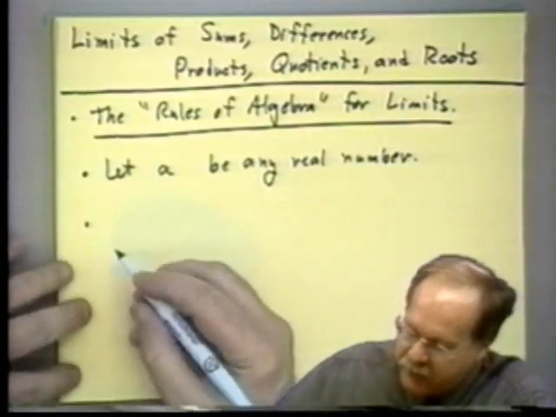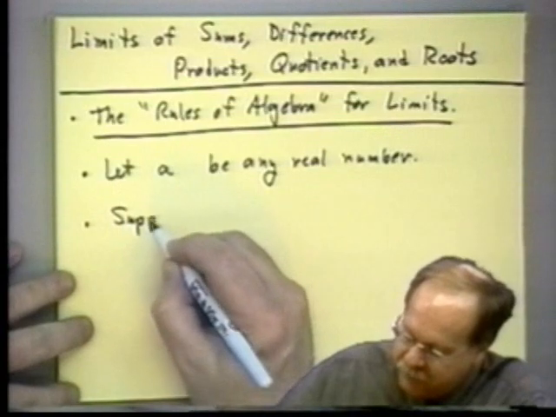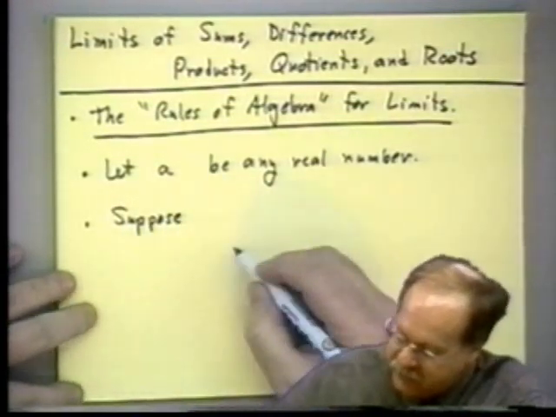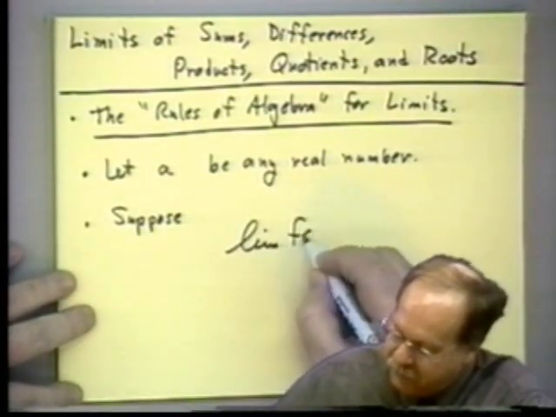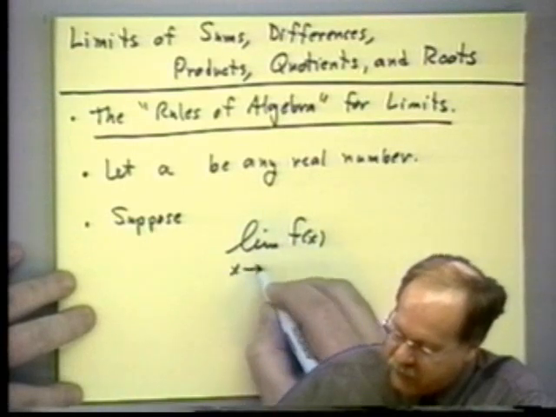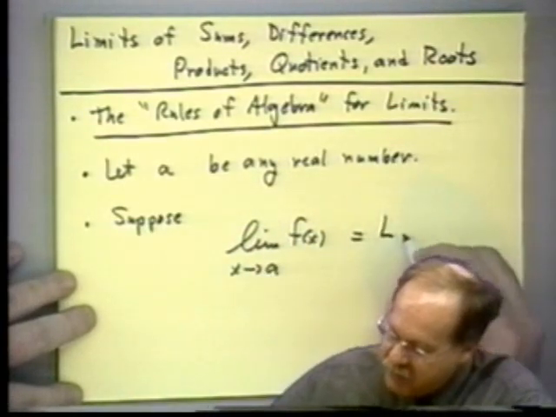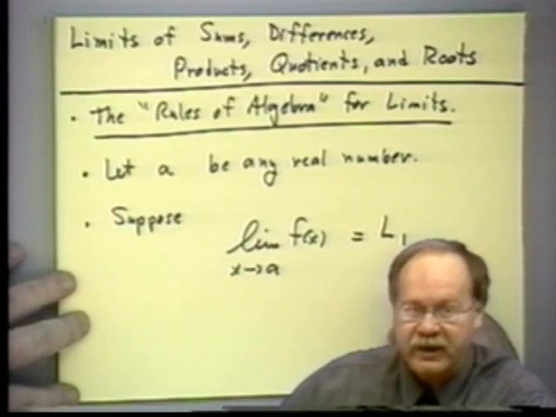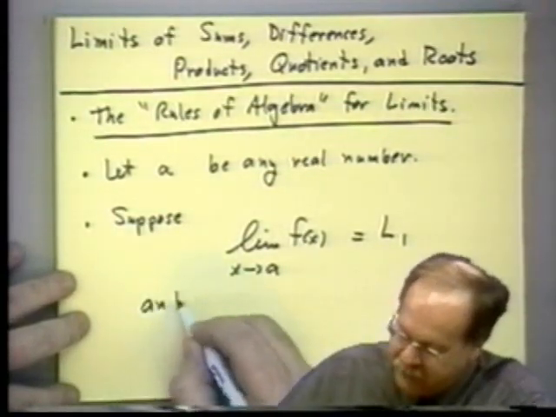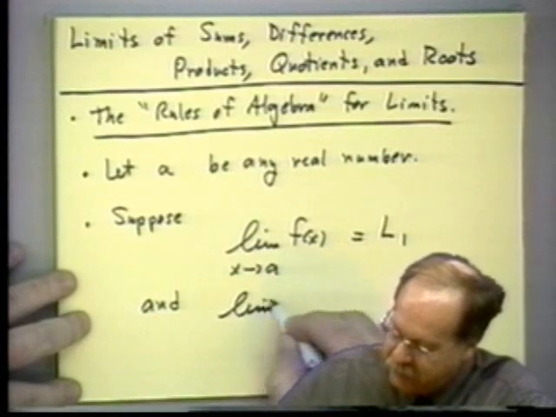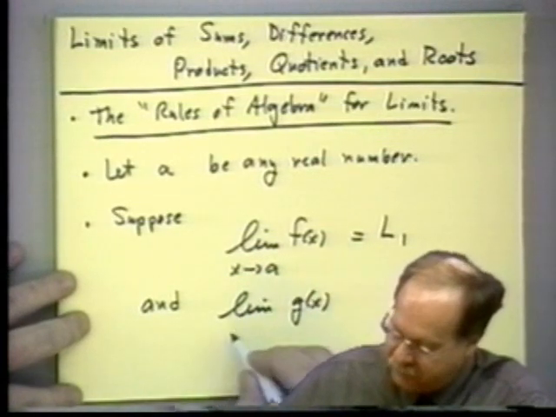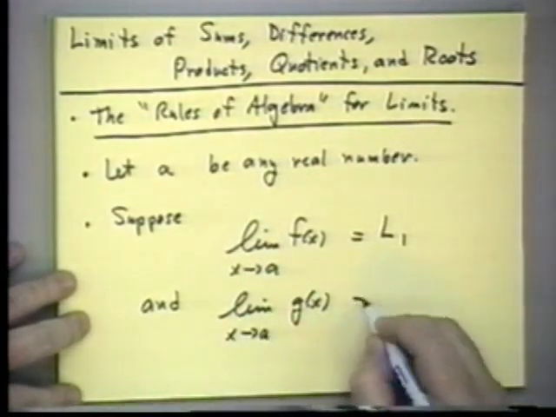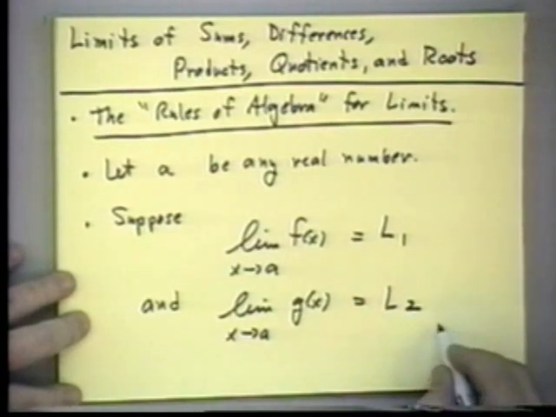And I'm going to want to talk about limits, so we will suppose that we have 2 limits that exist. The limit of the function f of x as x approaches a is some number L sub 1. So that is saying that it exists, it equals a real number. And we'll need another one to talk about. The limit of a second function g of x as x approaches a, which is L sub 2.